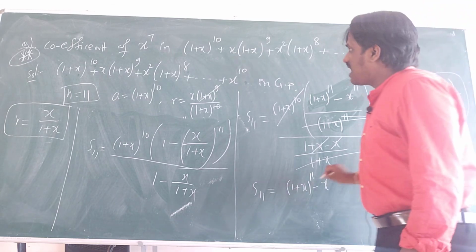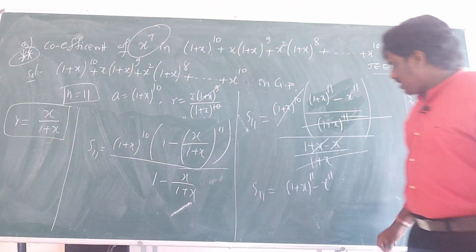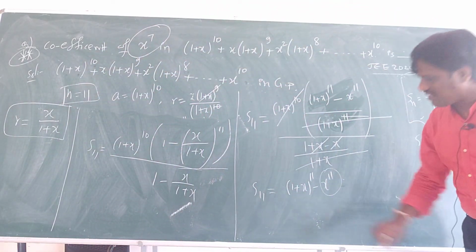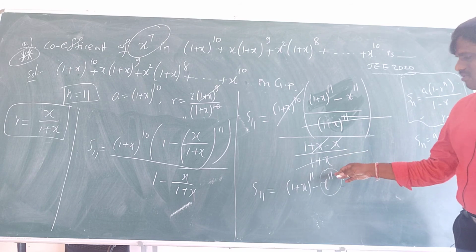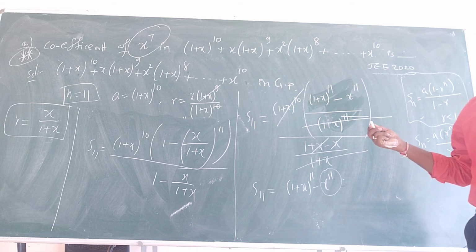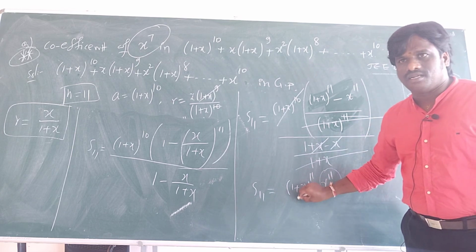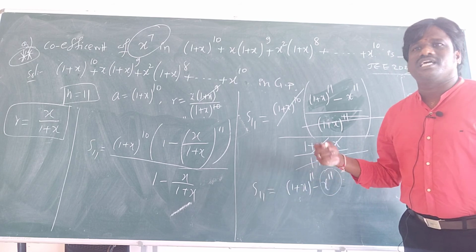Now this is asking for the x power 7 coefficient. There is no possibility of x power 11 giving x power 7, since that term is x power 11. Where is it possible? In (1 plus x) whole power 11. What is the x power 7 term?